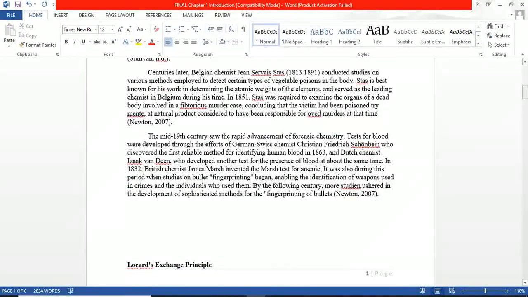Next, the 19th century saw the rapid advancement of forensic chemistry. Tests for blood were developed through the efforts of a German-Swiss chemist named Christian Friedrich Schönbein, who discovered the first reliable method for identifying human blood in 1863. The Dutch chemist Isaac van Deen discovered another test for the presence of blood at the same time.